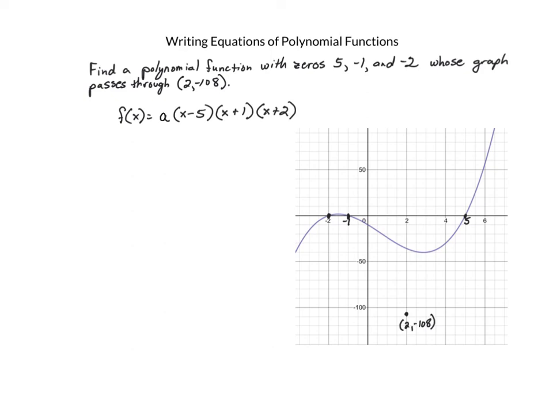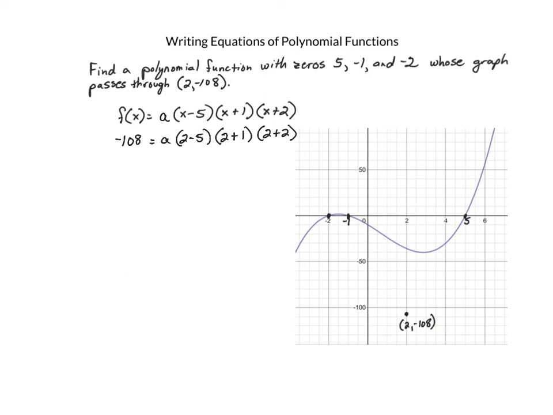And our only clue as to find a is the fact that the graph goes through the point (2, -108). That means (2, -108) is a solution to this polynomial function. So if we put in -108 for y, or for the f of x, and we put in 2 for x, it should make this equation true. So let's do that. So I have this equation.